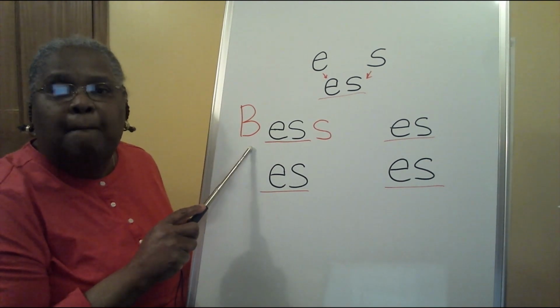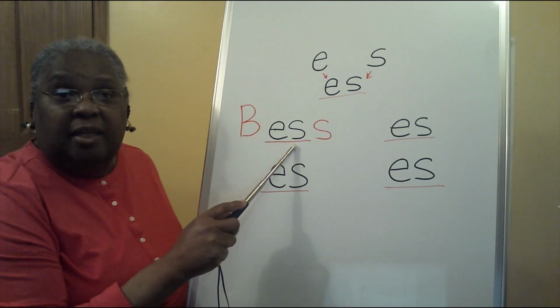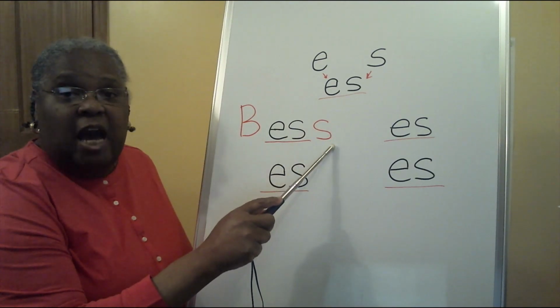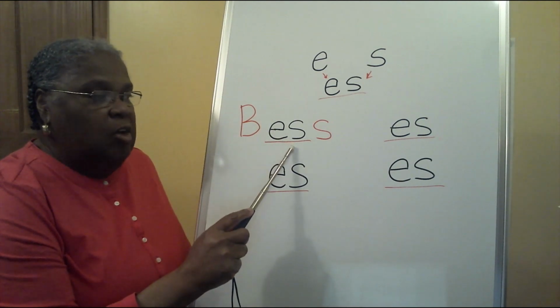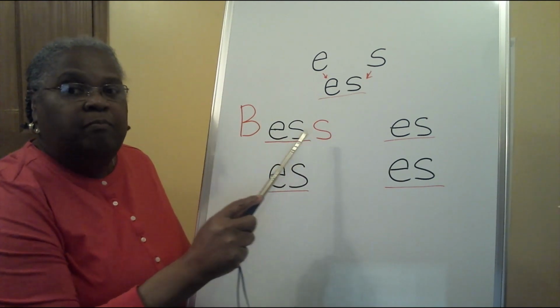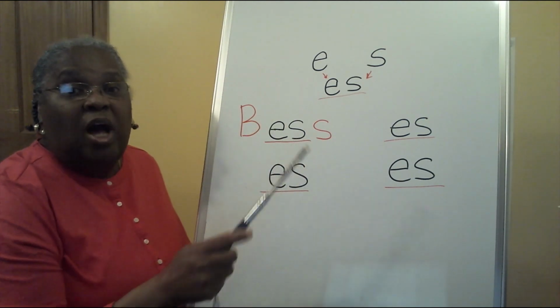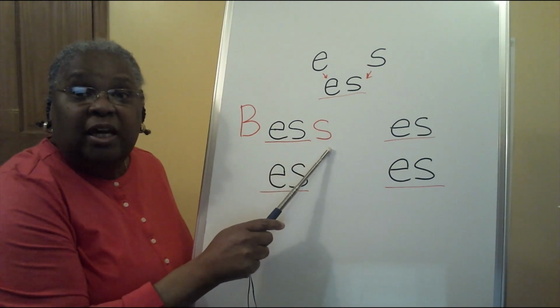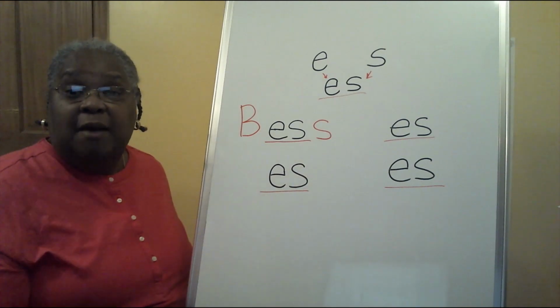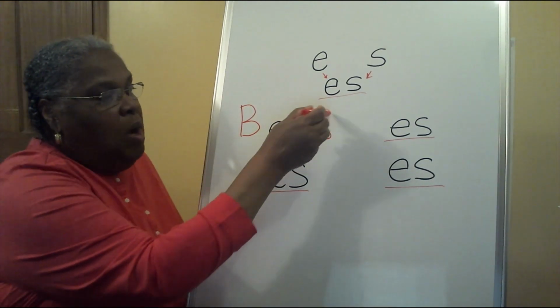Say the B sound, b. Say the sound of the blend, es. Say the S sound, s. Now say the B sound and the sound of the blend and the S sound together smoothly, while remembering that when identical consonant letters are side by side, they make one sound.